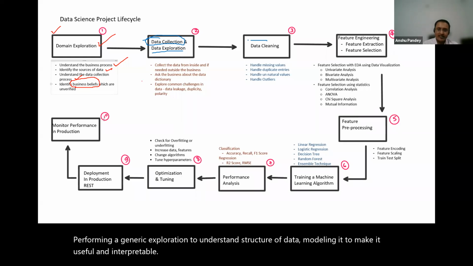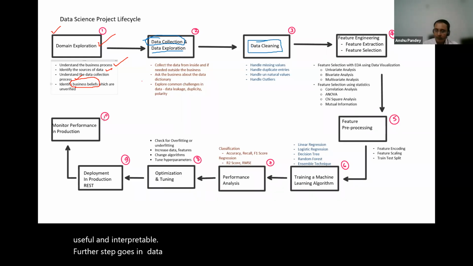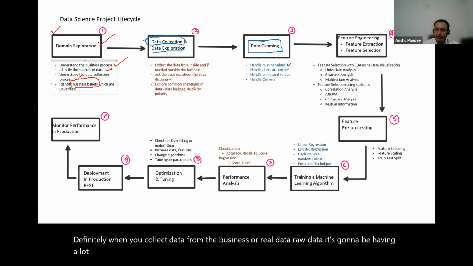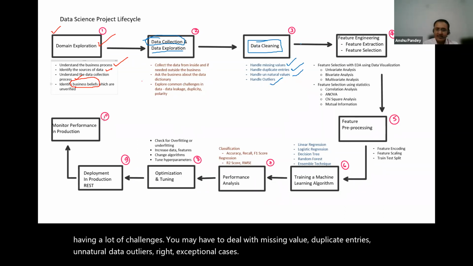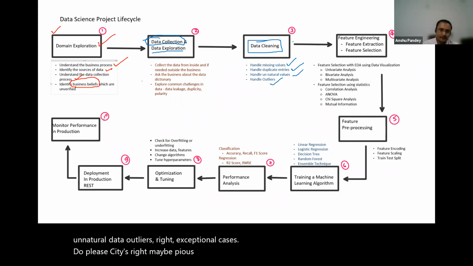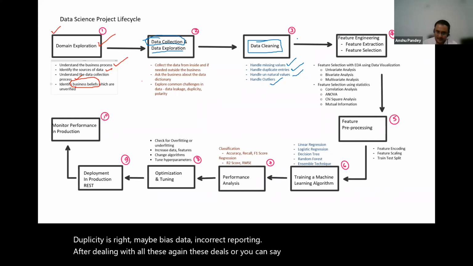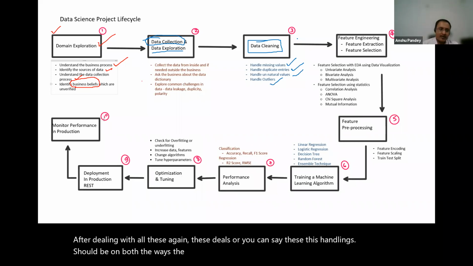Further step goes in as data cleaning, where definitely when you collect data from the business or real data or raw data, it's going to be having a lot of challenges. You may have to deal with missing values, duplicate entries, unnatural data, outliers, right? Exceptional cases, duplicities, right? Maybe biased data, incorrect reporting. After dealing with all these, again, these handlings should be on both the ways, the business interpretation way plus the statistical approach.